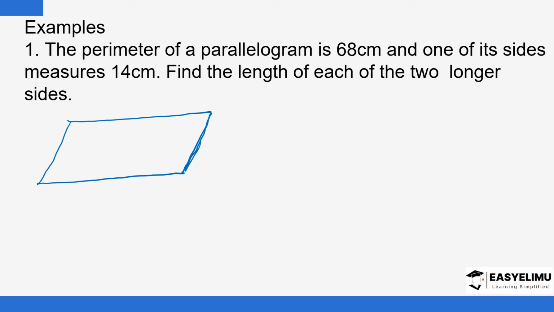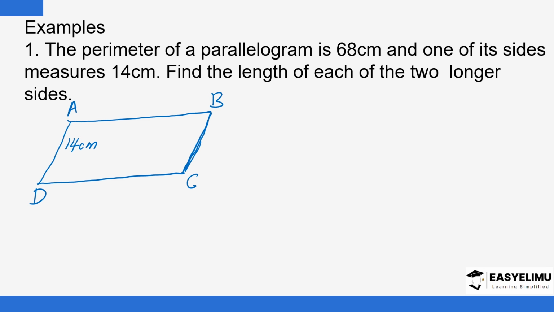So we have this, the parallelogram. Maybe you can try and name the vertices. So we have A, B, C, and then D. Part of the information that is given is that one of the sides, we don't know which one, is 14. Let's assume 14 is here.